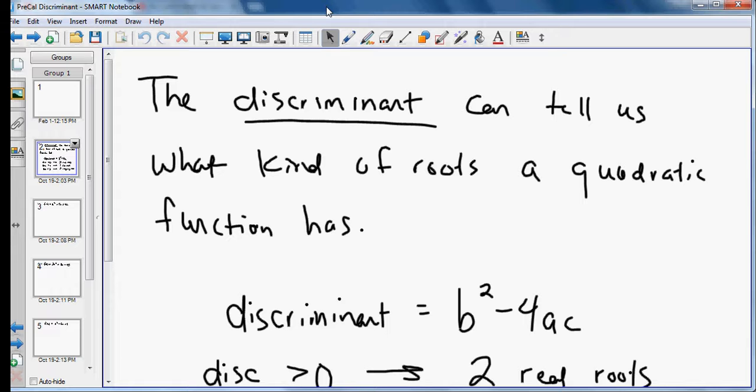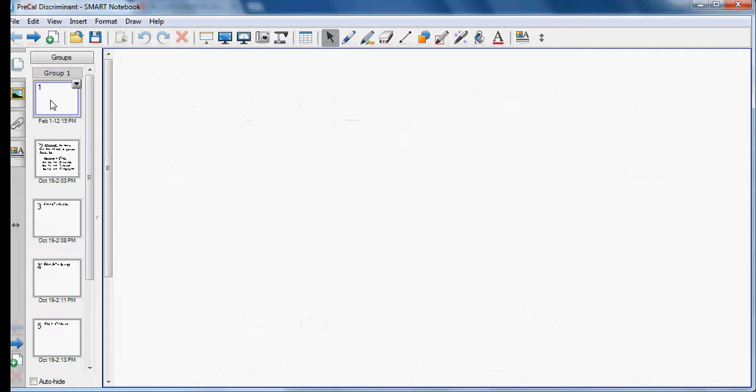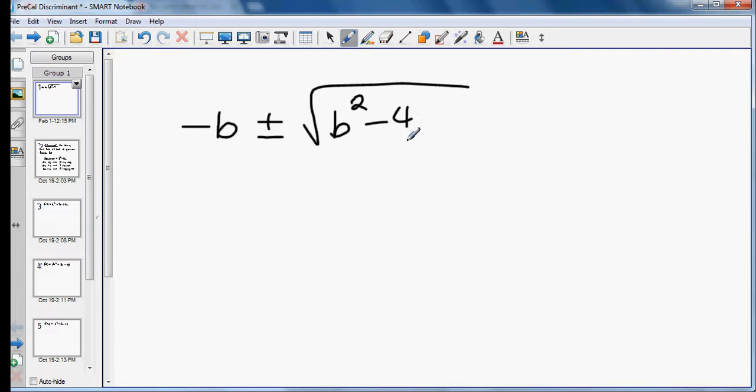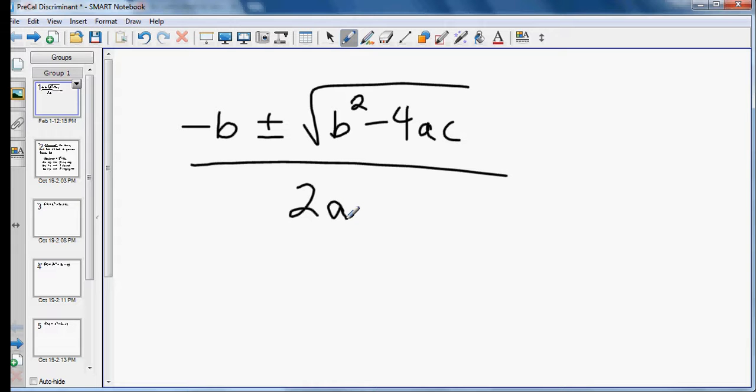Now you may be wondering, what in the world is a discriminant? It sounds like discrimination. Well, not related at all. So let me just remind you of the quadratic formula. Negative b plus or minus the square root of b squared minus 4ac all over 2a. The discriminant is actually a very specific part of the quadratic formula, and it's the part under the square root. Now notice, it's not the square root, it's the part inside the square root. So the discriminant is just b squared minus 4ac.